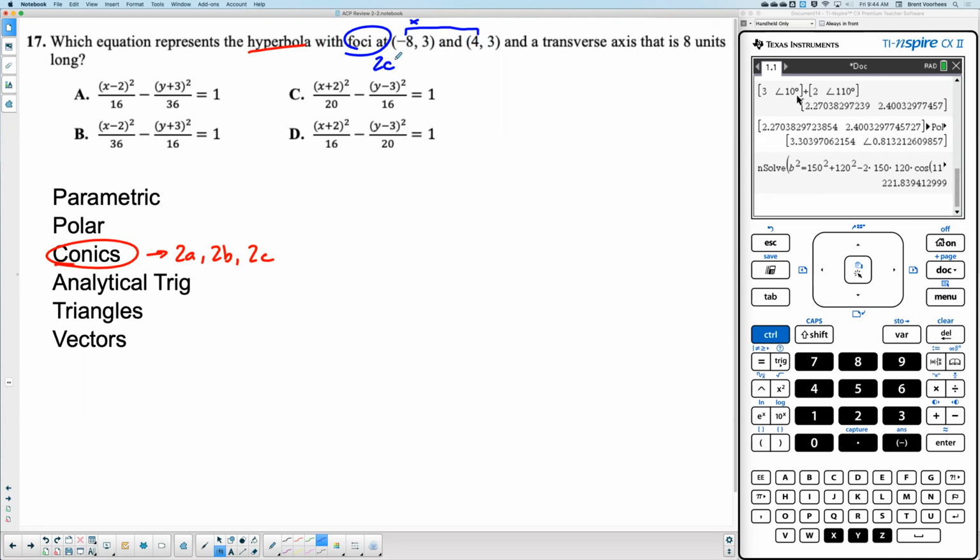So we go from -8 to +4. I want you to think about what's the distance between -8 all the way to +4. 12. So 8 one way, 4 the other way. You add those together. 12. I agree. 2C is 12.